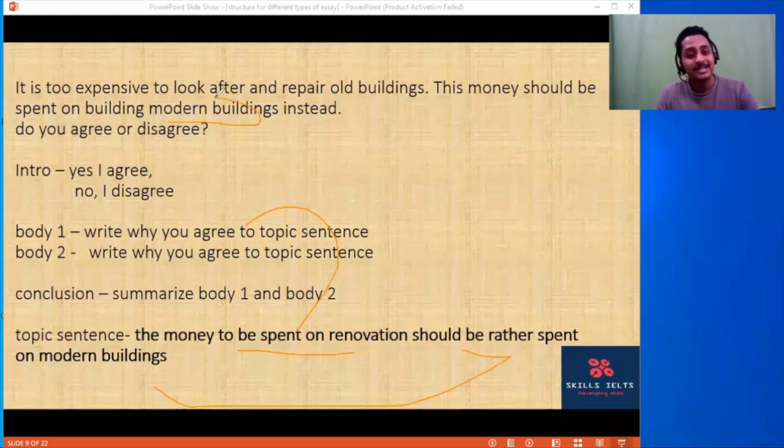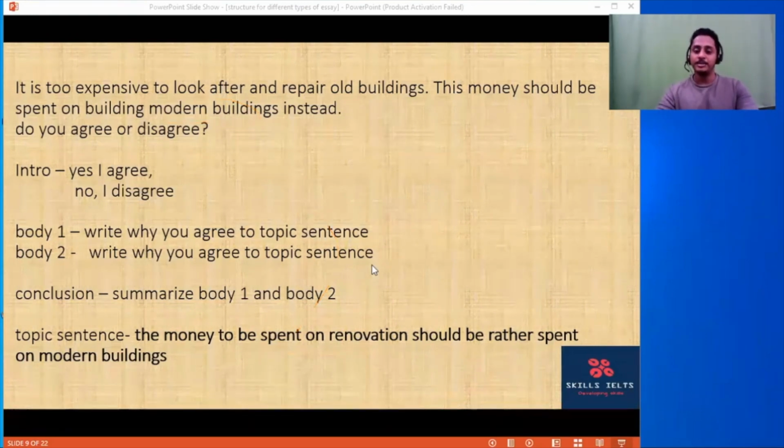Maintaining and repairing the ancient buildings are costly. Instead, this amount has to be invested on the new constructions. Yes, that's how it has to be written.